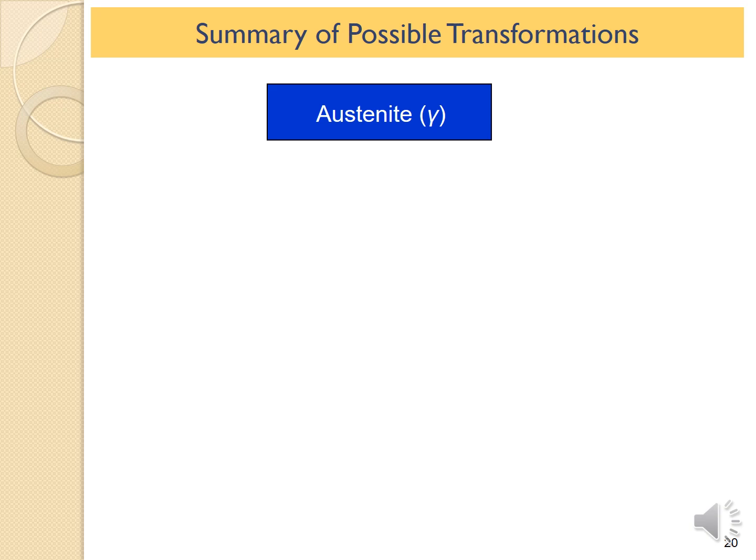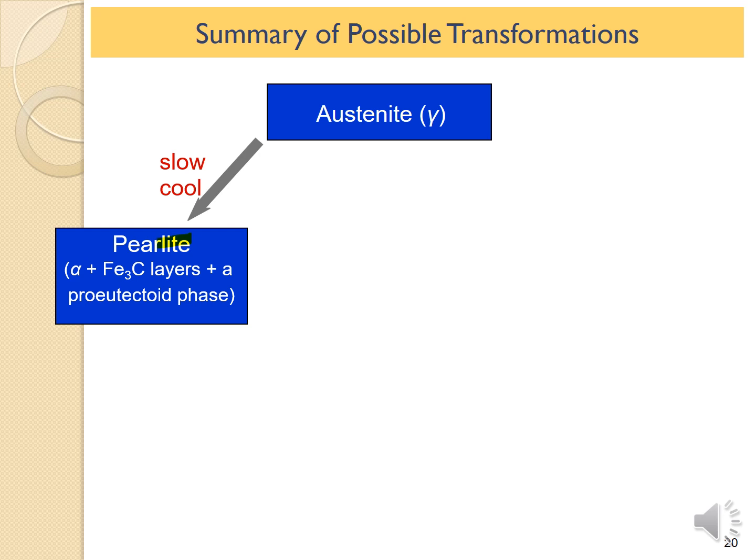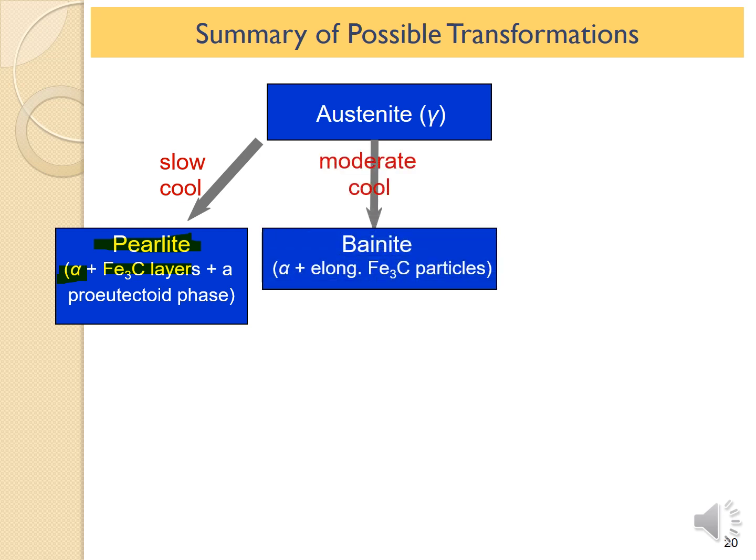Summary of possible transformations for austenite. If we cool it slowly, we'll have pearlite, which is a layered structure with ferrite and iron carbide, and it can also have a pro-eutectoid phase, which can be ferrite or iron carbide. If we cool it moderately to a relatively lower temperature, we may have bainite.